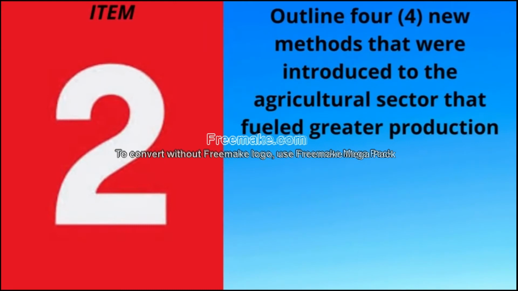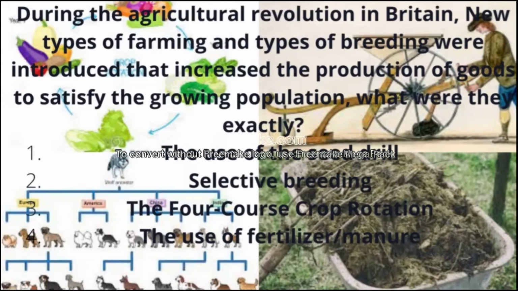Item 2. Outline 4 new methods that were introduced to the agricultural sector that fueled greater production. During the agricultural revolution in Britain, new types of farming and types of breeding were introduced that increased the production of goods to satisfy the growing population.